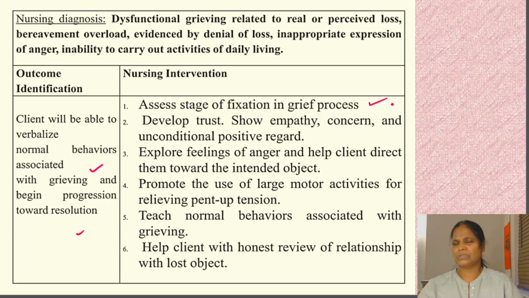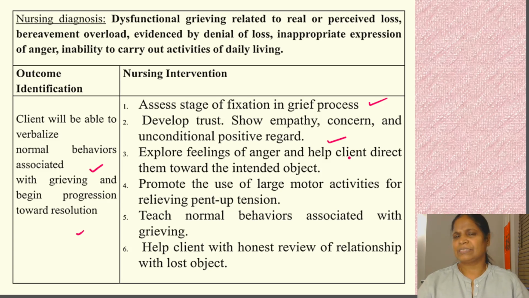According to Kubler-Ross, we have different stages of grief: denial, anger, bargaining, depression, and at last acceptance. So you have to assess at what stage of the grief process they are fixed. Show empathy, concern, and unconditional positive regard. Help them to ventilate and ask them what relation they have towards the object or person whom they have lost.